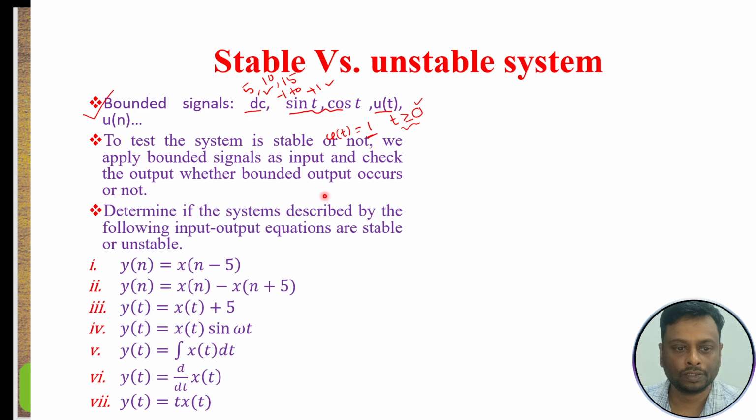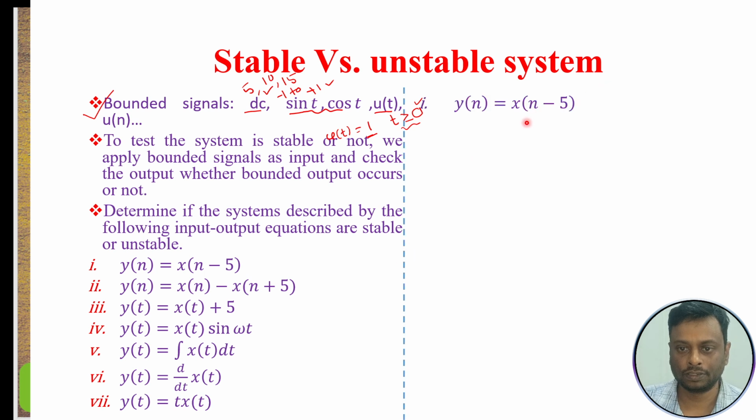Okay. So we will check these problems one by one. These are some discrete-time and continuous-time systems as well. So we check whether the systems are stable or unstable. First, here, x of n minus 5. Let us provide some input. To test whether the signal is bounded or not, we provide a bounded input.